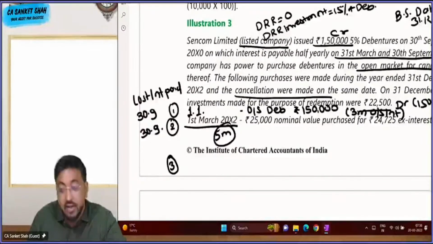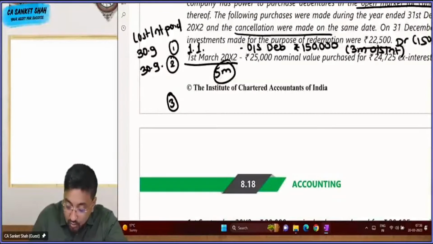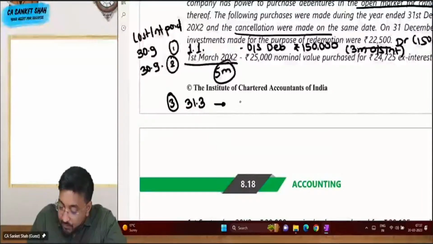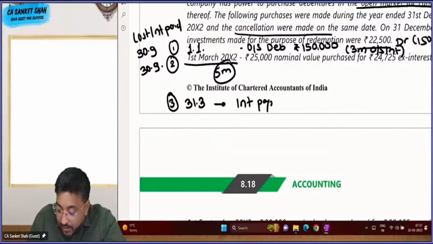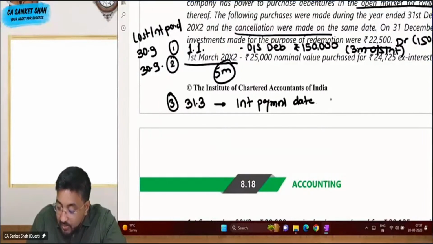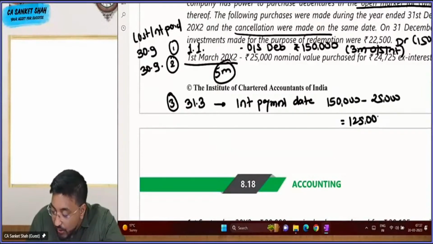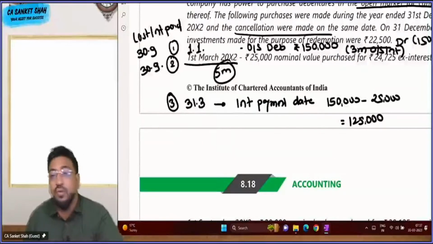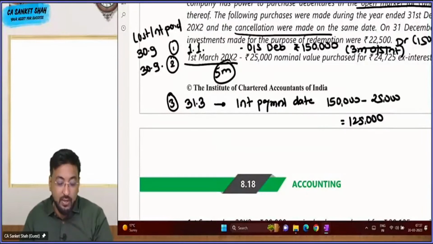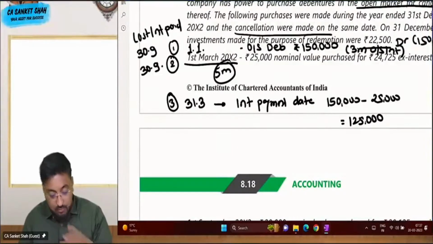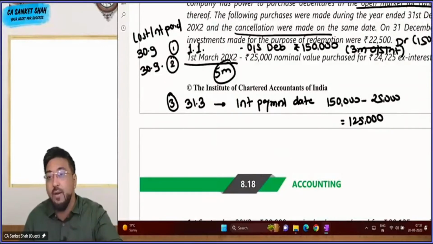Next date as per sequence is 31st of March, the interest payment date. How many debentures are there? 1,50,000 minus 25,000. So this is 1,25,000. So 1,50,000 was there, from that 25,000 was subtracted, so the answer is 1,25,000. This is the third one.